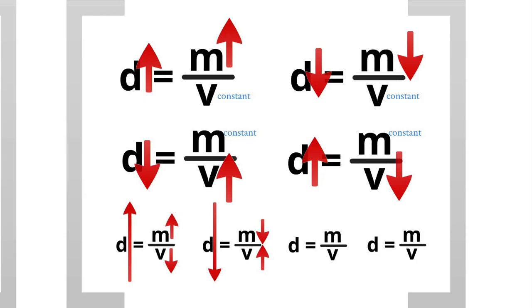Now, what if we increase both mass and volume at the same time? We really wouldn't know what would happen to the density. We need more information because density could increase or decrease depending on which was increased more, mass or volume. Same thing for if we decrease mass and decrease volume at the same time. If we did that, we wouldn't be able to figure out what happened to density. We need more information.